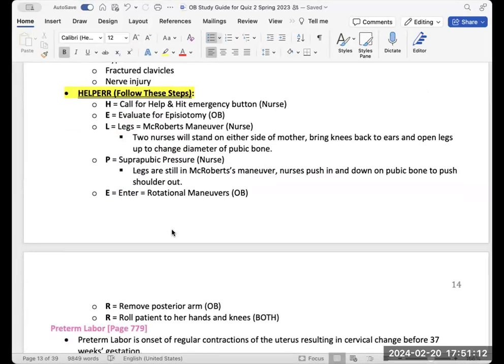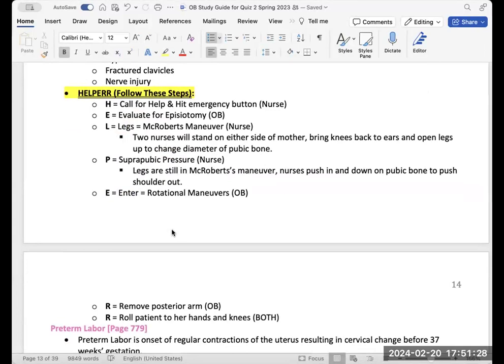So we have HELPER, which is the steps you perform for someone who has shoulder dystocia. If the mom is going through this OB emergency, first thing is call for help and hit the emergency button. That's what the nurse can do. The E is evaluate for an episiotomy. That's what the OB does, not what the nurse does. What the nurse can do is the L, legs.